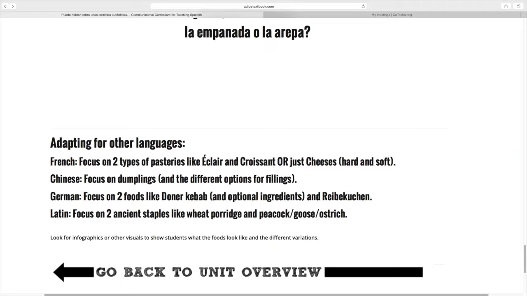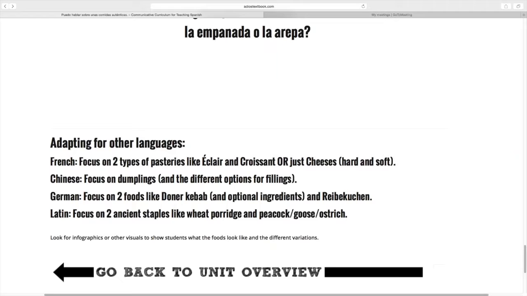Chinese, you can look at dumplings. The German, you can find two different foods that are popular for different meals or for snacks. Latin, you can even get in some ancient foods like the porridge or the different types of meats that were popular.